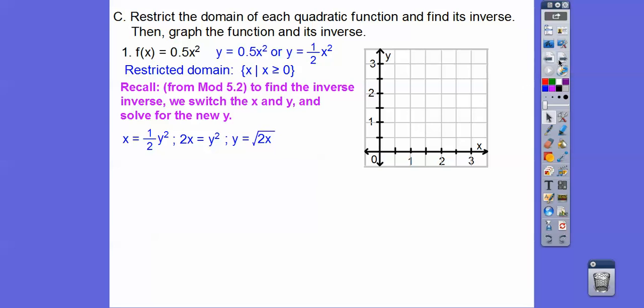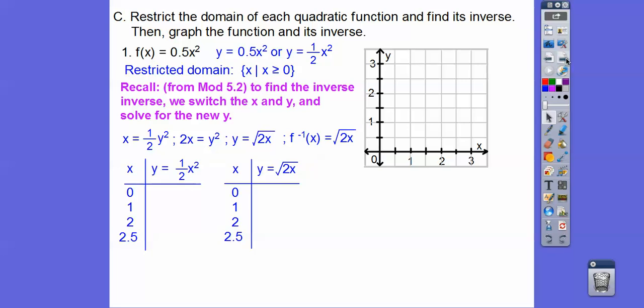All right, so let's go ahead and graph. So there's our inverse function. Remember our inverse function, it says f inverse of x equals that square root of 2x right there. Okay, so let's go ahead and graph these guys. All right, so when we plug in 0, 1, 2, 2.5, I'm going to plug it in here. 0 squared times a half, and then 1 squared times a half, 2 squared times a half, 2.5 squared times a half, okay?